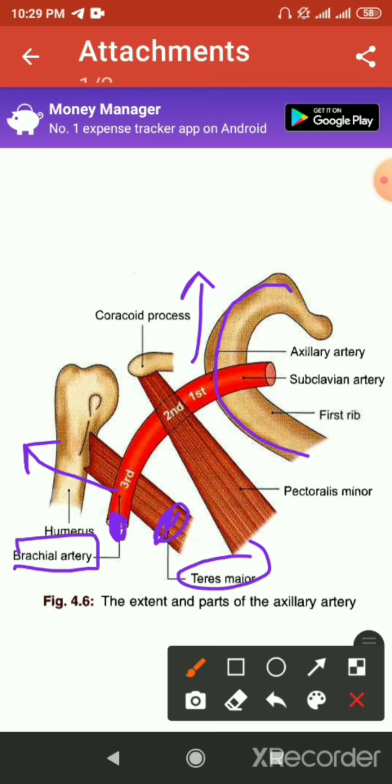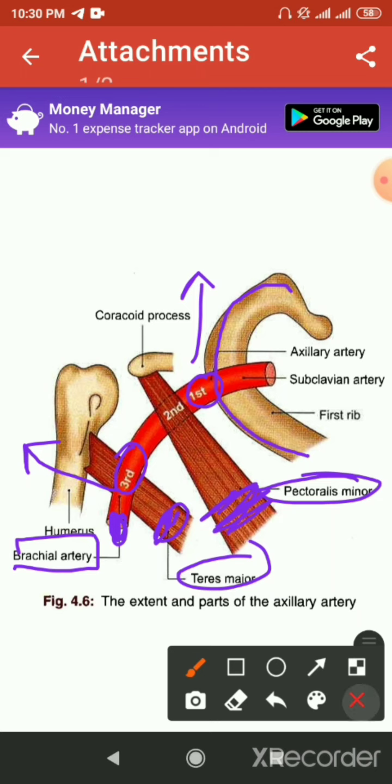This is the brachial artery, and you can see the pectoralis minor muscle. This is pectoralis minor, which divides the artery into three parts. The first part is above the muscle, and the second part is just posterior to the muscle, and the third part is just inferior to the muscle.